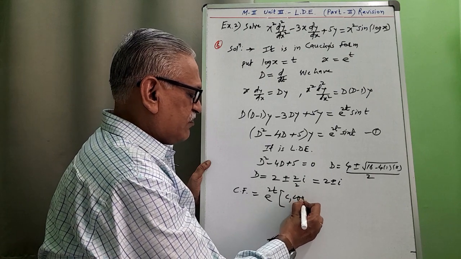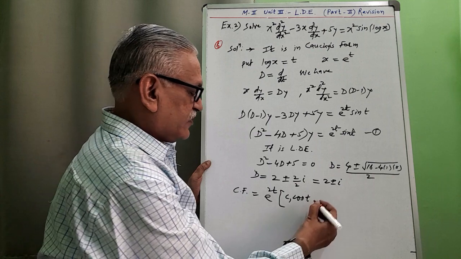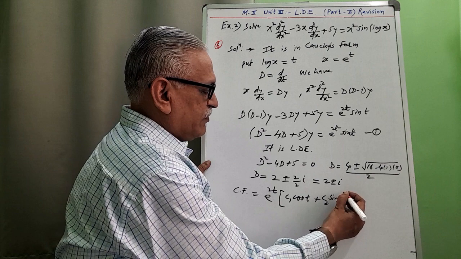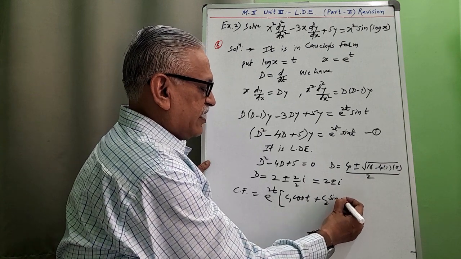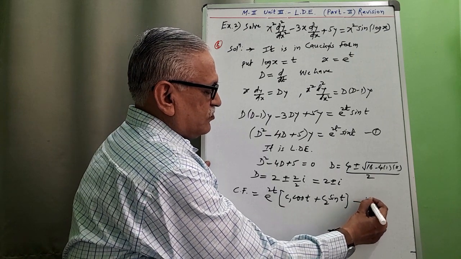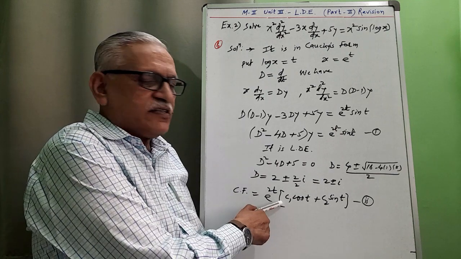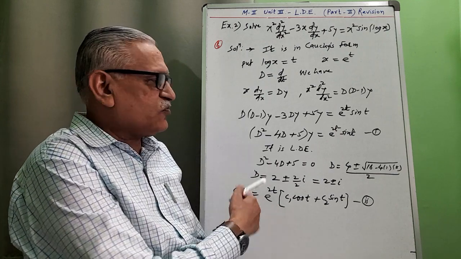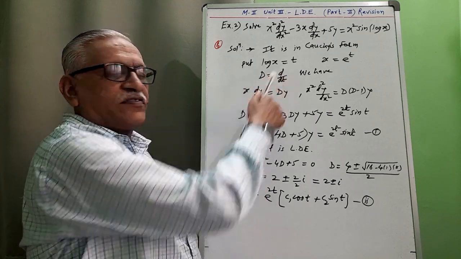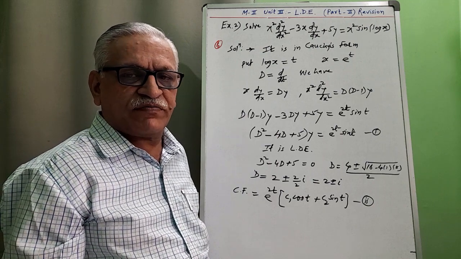c1 cos of beta x, beta is 1, therefore c1 cos t, plus c2 sine of beta x, beta is 1 and x means t, and we call this equation 2. Be very careful, don't write in terms of x, because we are using a new independent variable t instead of x. If you write in terms of x, then it becomes a wrong one.